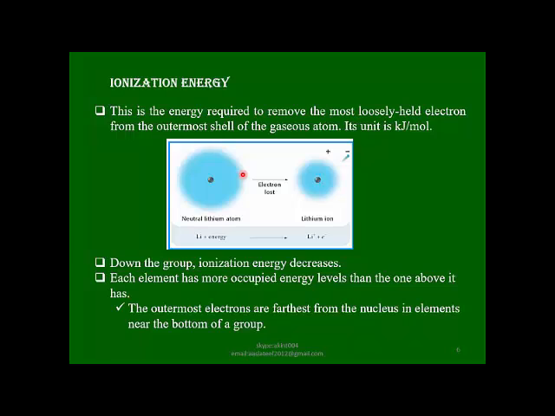The outermost electrons are farthest from the nucleus near the bottom of a group. So we don't expect those electrons to be firmly gripped by the nucleus, like those that are closer to the nucleus. As we are experiencing much shielding effect, more shells are being added, then there is a greater distance. So it becomes easy for an element down the group to lose an electron more than an element up the group.